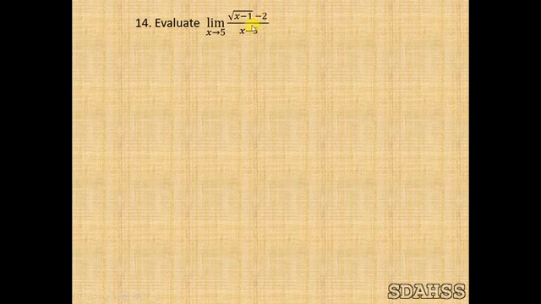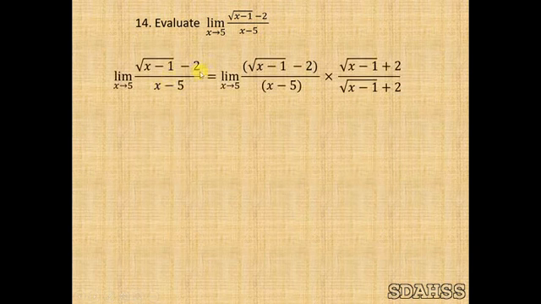14th sum. Evaluate limit x tends to 5, (root of x minus 1 minus 2) divided by x minus 5. Multiply the numerator and denominator by its conjugate. The numerator's conjugate is root of x minus 1 plus 2, divided by root of x minus 1 plus 2.